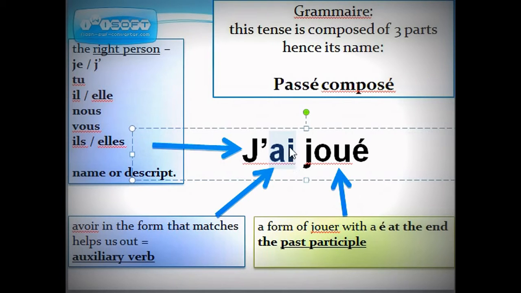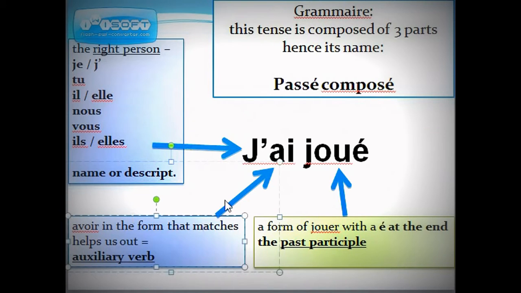We need to make sure that we use avoir in this case. There are some other ones I come to later that use être, but for now it's avoir. We need to use the form of avoir that matches who we're talking about. So we have got the person we are talking about over here. Of course, it may be a name, it may be something else, it may be a description. But if we can make sure that we get the right form of avoir, then we are off to a really good start because we'll have the first and the second bit right.